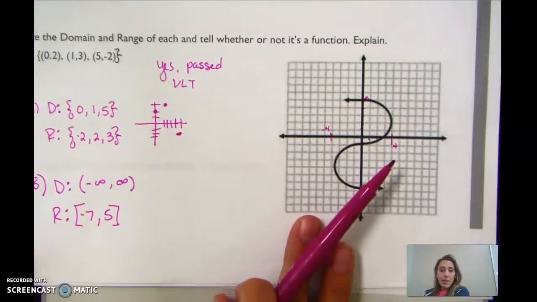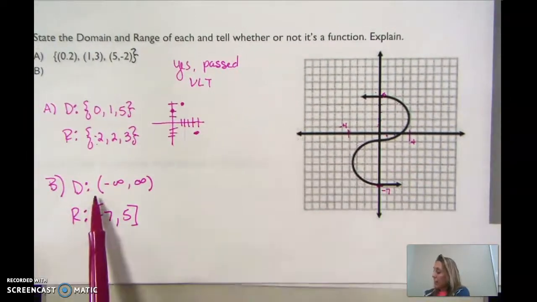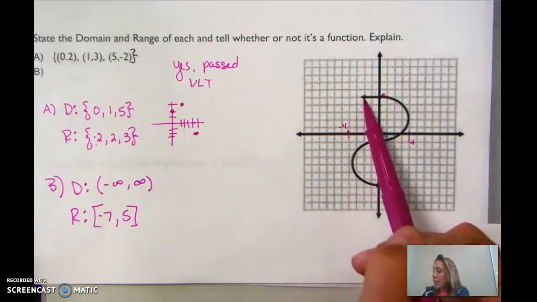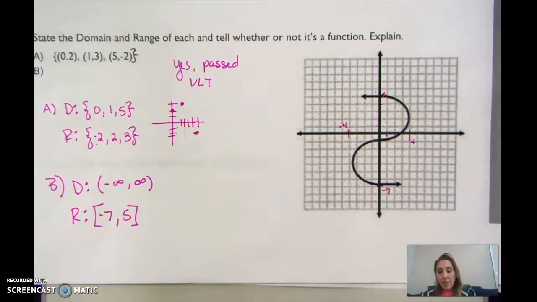Now this one right here, I got negative infinity to infinity, and the reason why I got that is right here. Those are arrows. That means it's going to go straight that way forever until I get to negative infinity, which I can never quite reach, right? Until I get to infinity going to the right.